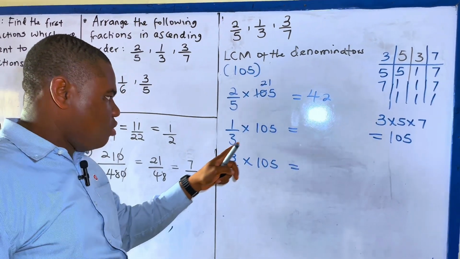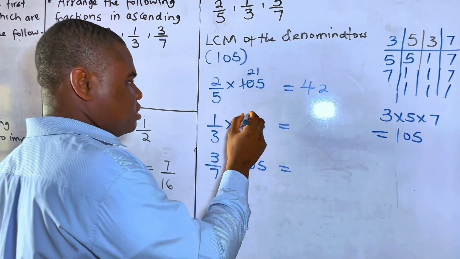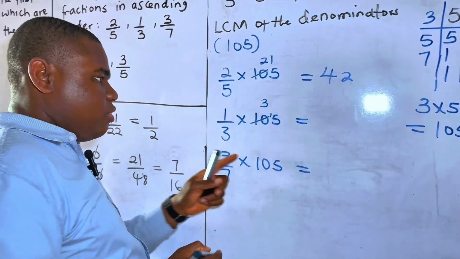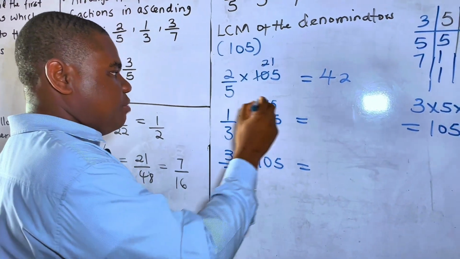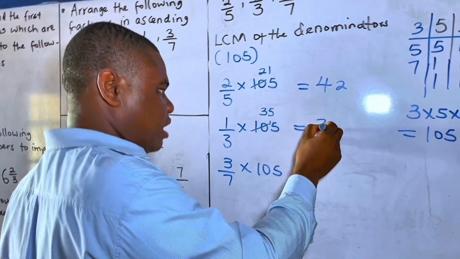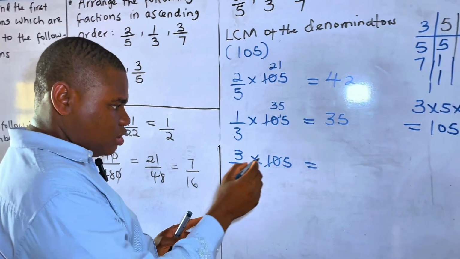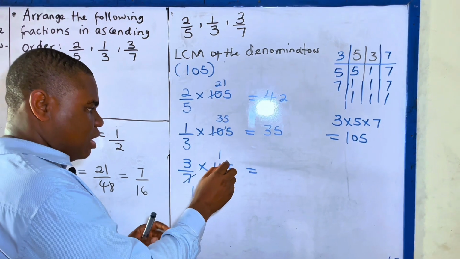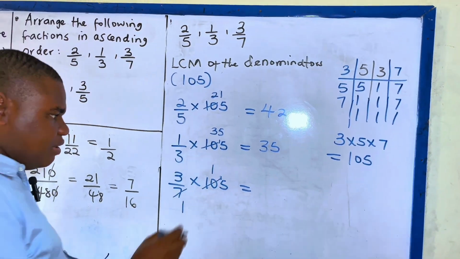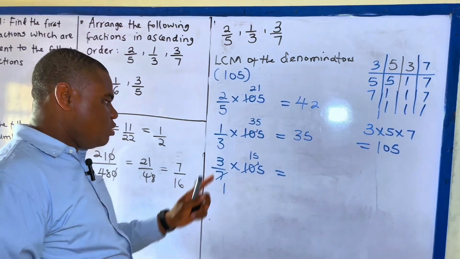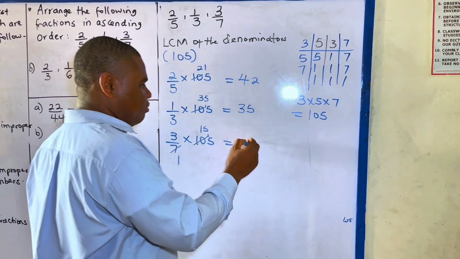Alright, the next one, 3 goes into 10, that is 3 times remainder 1. 3 goes into 15, that is 5 times. 1 times 35 is 35. Now, the last one, 7 goes into itself 1, 7 goes into 35, that is 5 times. So 3 times 15 gives me 45.